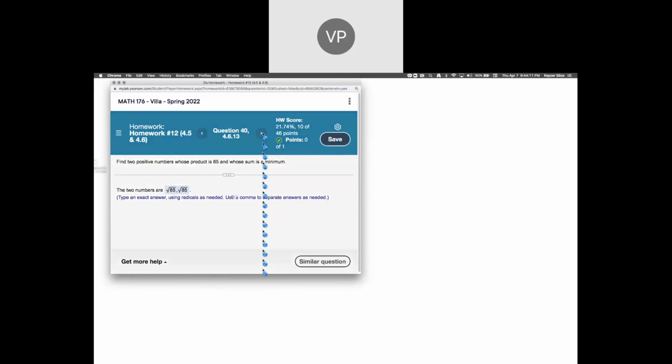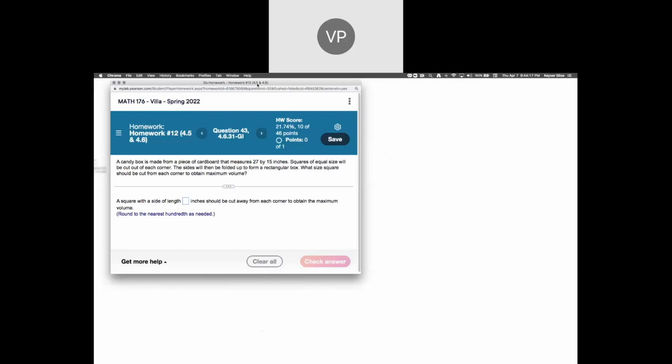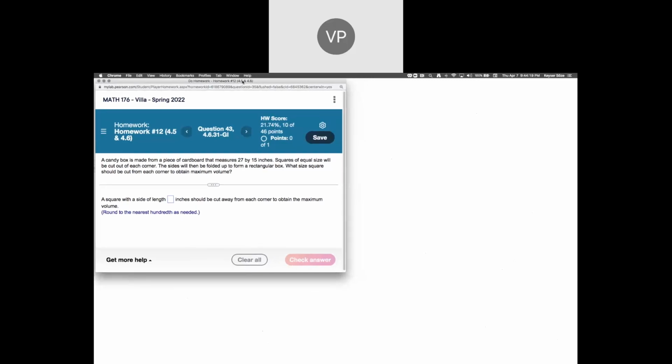And let's look at number 43. Okay, a candy box is made from a piece of cardboard that measures 27 by 15 inches. Squares of equal size will be cut out of each corner. The sides will then be folded up to form the rectangular box. Okay, so if you've ever seen this before, if you ever cut the cardboard and play with it, you can kind of get the idea here. Here's a rectangular box. What we're doing is we're cutting off square corners. Okay, so essentially these are going to be gone.